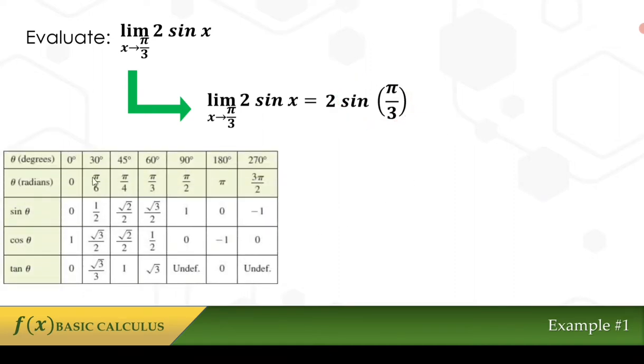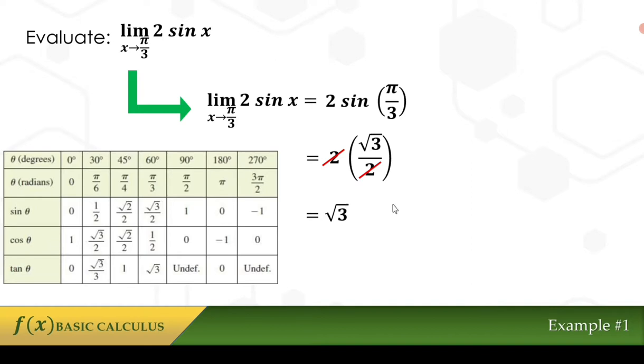So sine pi all over 3, according to this table, is equal to square root of 3 all over 2, right? So let's again simplify. Now, let's multiply. 2 times square root of 3 all over 2. Again, to save time and effort, just cancel out 2, meaning the final answer is equal to square root of 3. And that's it. So that's the limit of 2 sine x as x approaches pi all over 3.